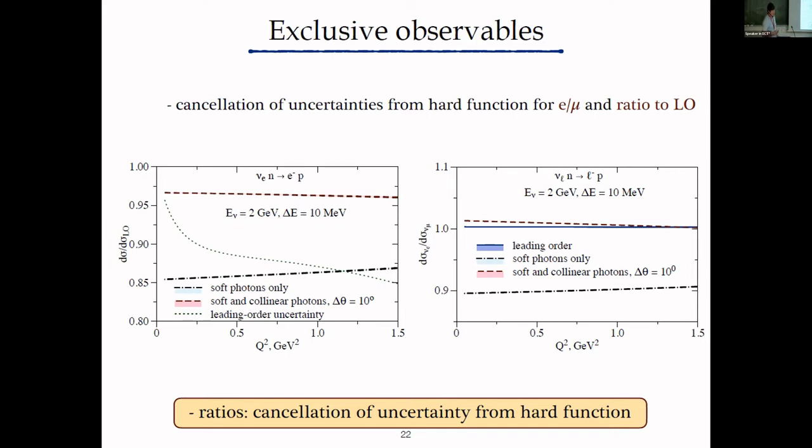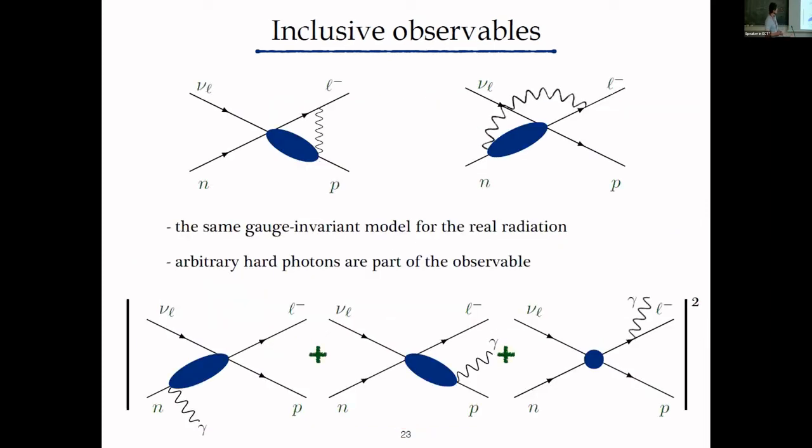correction. Besides these exclusive observables, when we have cuts on the final state electron, we consider also inclusive observables. And up to now in neutrino experiments, mainly inclusive observables are considered. So for this case, we have to model also radiation of photons, but for these two diagrams. And what we do, we just take the same model as for virtual diagrams to model real radiation.